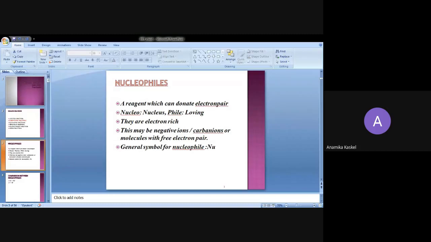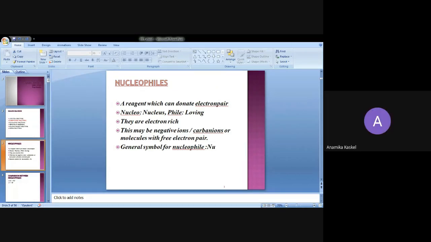Clear? Any doubt, anyone regarding this nucleophile? So I am asking you to give examples of the nucleophile. Nucleophile means positive center loving. So please give examples of a nucleophile. Yes. I minus, Br minus. Very good. I minus, Br minus, or anybody please tell me another example of a nucleophile.